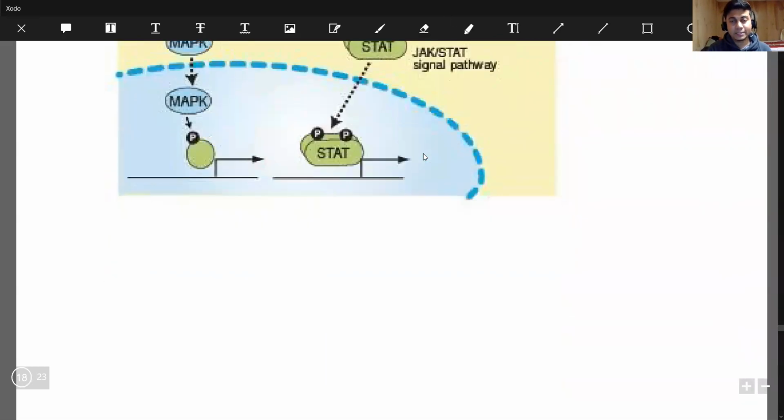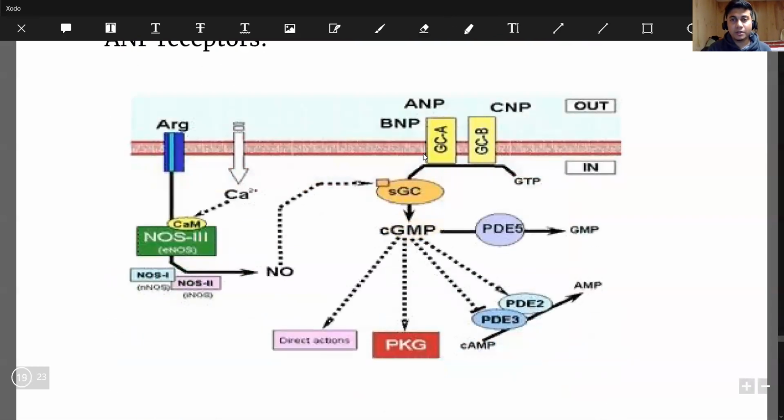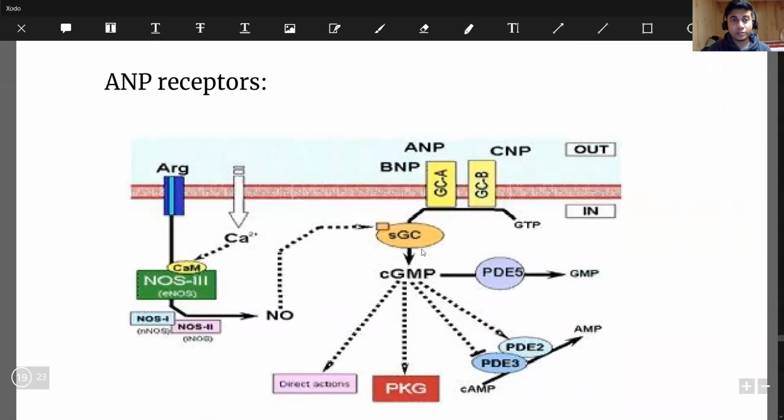Now, what is next? The next is some other receptors. These are much simpler to discuss, like the ANP receptor, atrial natriuretic peptide receptor. When there is increased blood pressure, like increased blood volume, maybe due to heart failure, the blood cannot move on. There is stretching of the myocardium, and from the myocardial cells, there is release of this protein, atrial natriuretic peptide, which leads to natriuresis. That means it leads to sodium diuresis.